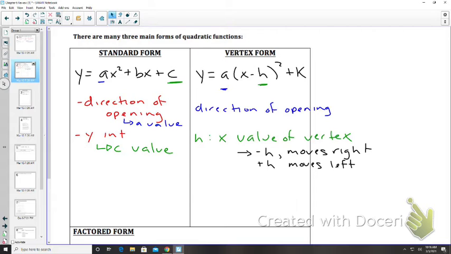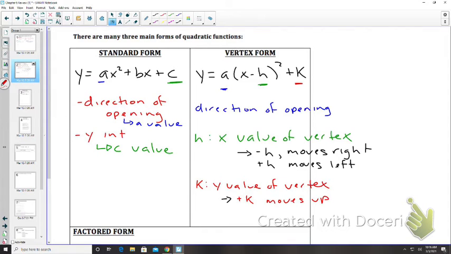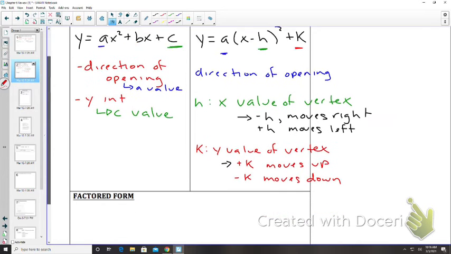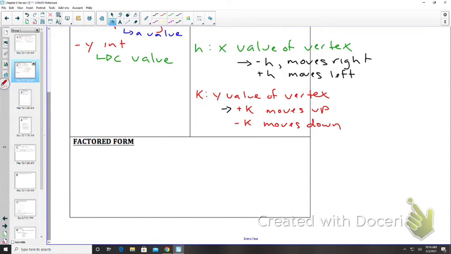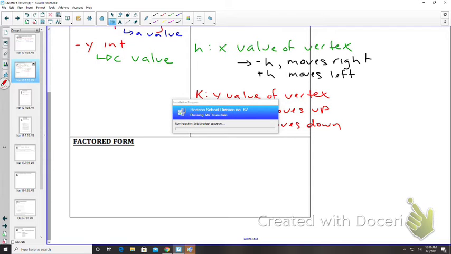And what does the K value tell us? It's the Y value of the vertex. So if it's a positive K, then it's going to go upwards, and the negative downwards. Good. I just want to make sure I didn't leave anything there.